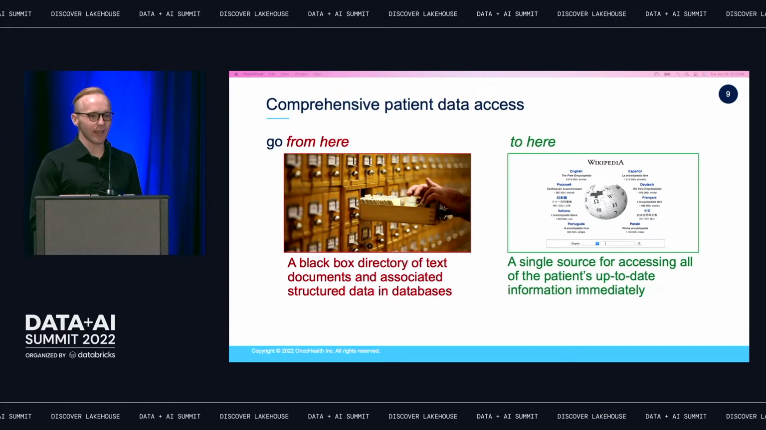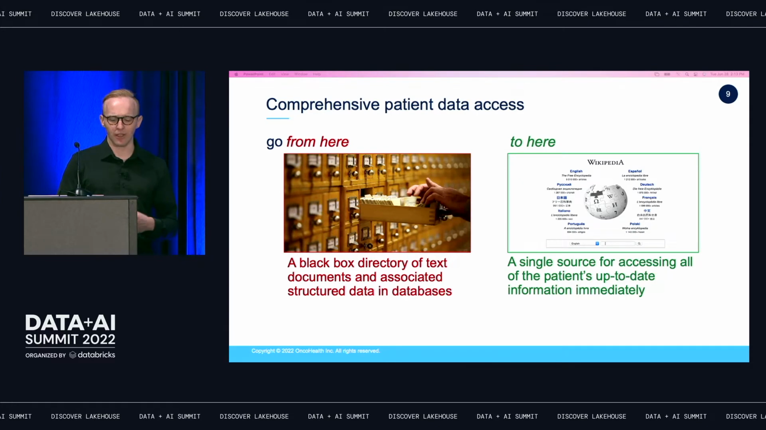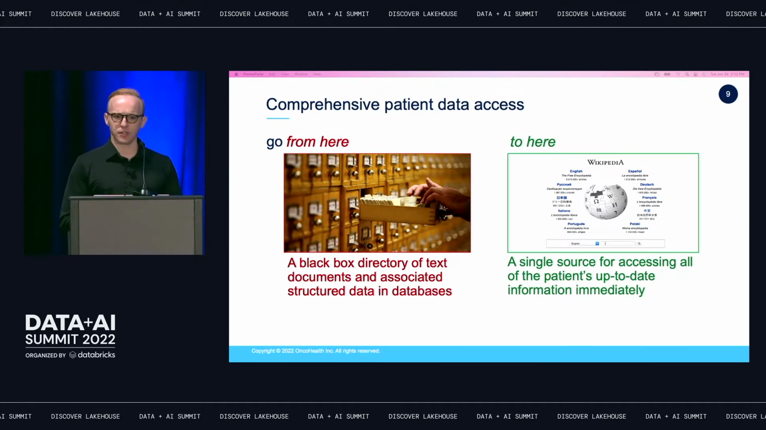As long as we have this most important information in clinical notes locked away in PDFs somewhere in our cloud storage, it might as well be this card catalog, right, where we have a black box directory of millions of documents and associated structured data in databases on this patient. And our goal is to go from that to a unified single source for accessing truly all of the patient data, including all the associated text, as well as all their structured data that is up to date.